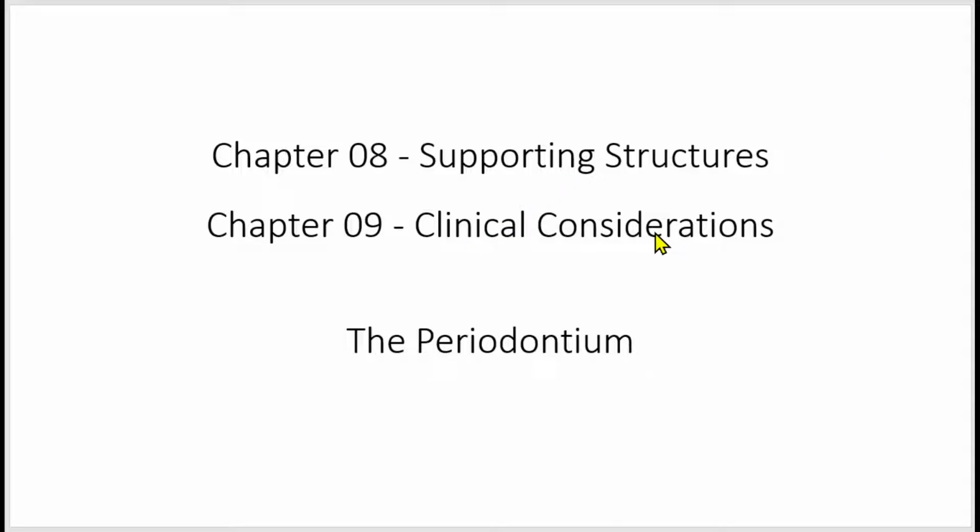This is our last lecture for our science exam, and it is about the supporting structures and the clinical consideration, and technically it's mainly about the periodontium. We've talked about periodontium before in preventive, but this is a little bit deeper view about it, especially from an anatomical view. We're going to know the different parts and structures that are in the periodontium.